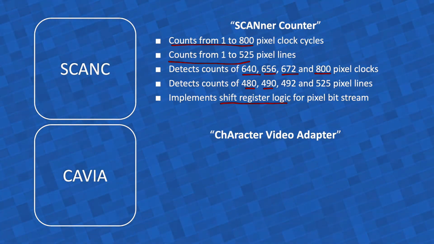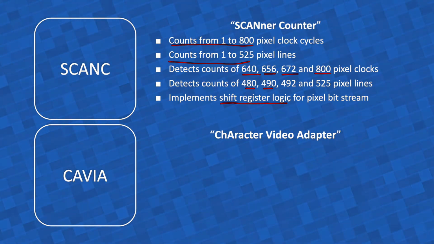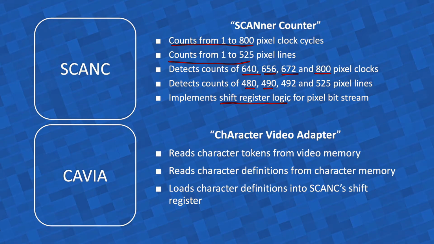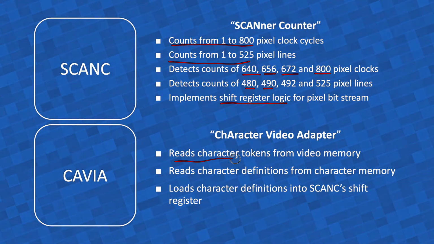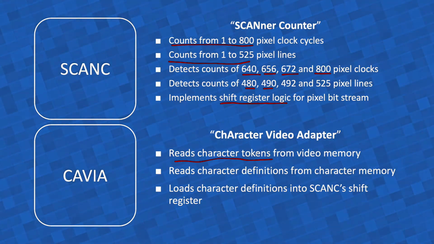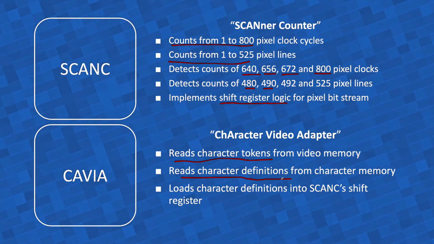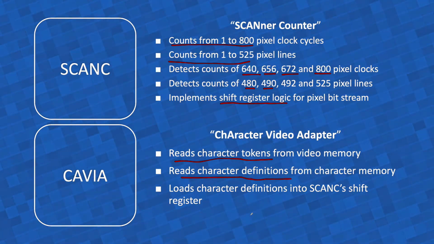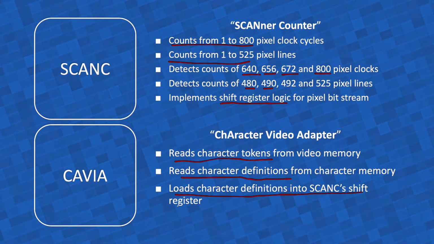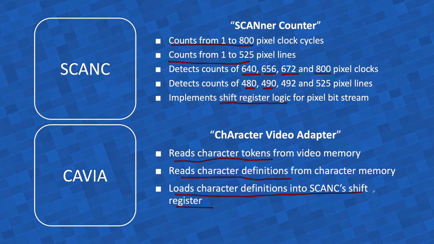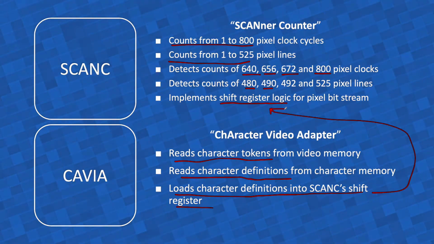So Skank maybe sounds like skunk, and Cavia is a guinea pig. So both are little cute mammals. And what Cavia will do is the heavy lifting. It will need to read character tokens or character addresses from the video memory. And based on that, it has to read the corresponding character definition from the character memory. And then it has to load the bytes of the respective definition into Skank's shifter register that I just talked about here. So the whole thing will have 2 chips.